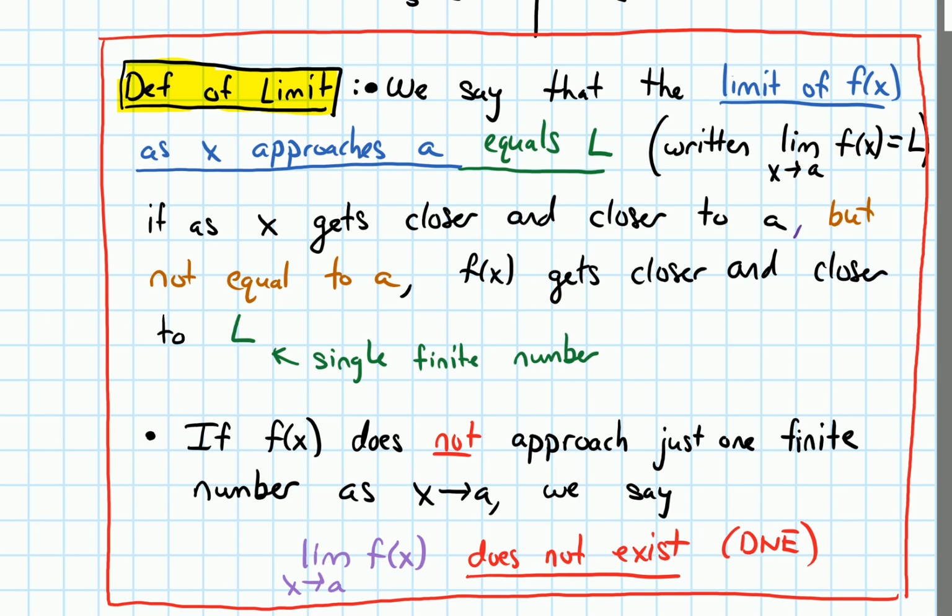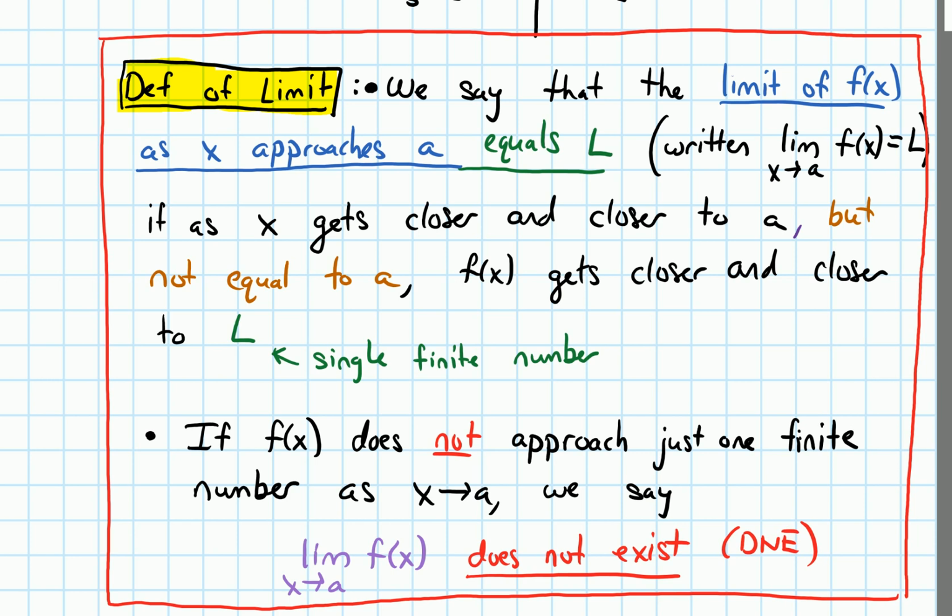So if, on the other hand, f of x does not approach just one finite number as x approaches a, and there's sort of 2 important parts to that. Either it doesn't approach just one, and the other part is the finiteness. So if it doesn't approach a finite thing, that would be bad. So if that doesn't happen as x gets close to a, then we say that the limit of f of x as x approaches a does not exist. Or for short, we will write DNE.